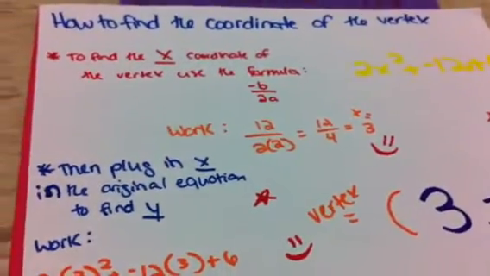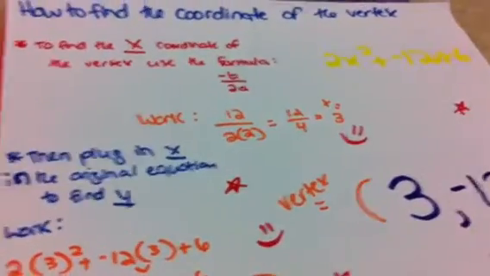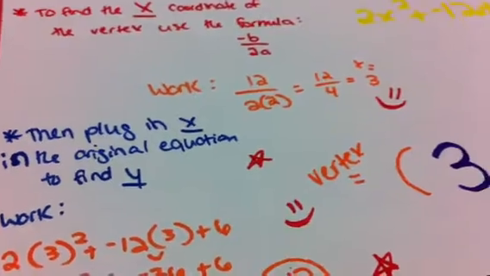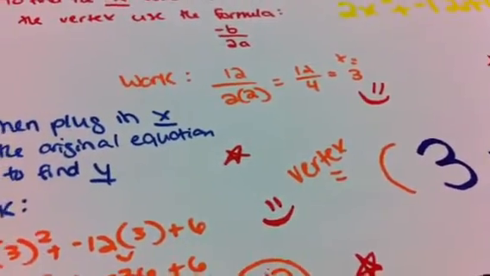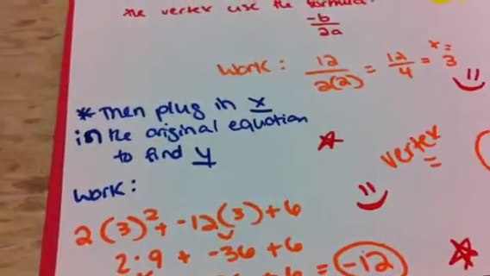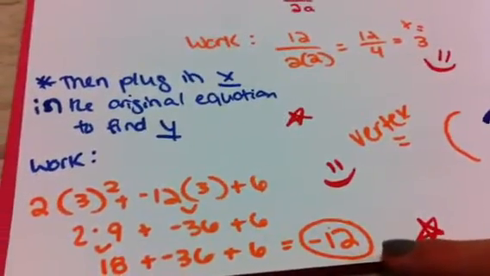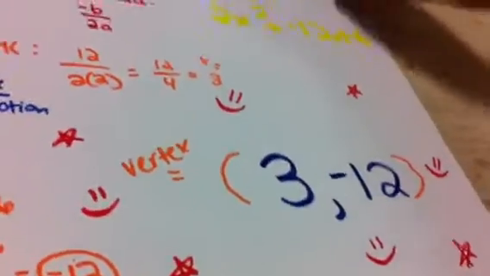How to find the coordinate of the vertex. To find the x-coordinate of the vertex, use the formula negative b over 2a. Work out your problem and you get 3. Then plug in x in the original problem to find y. Work it out and get (3, -12) as your vertex.